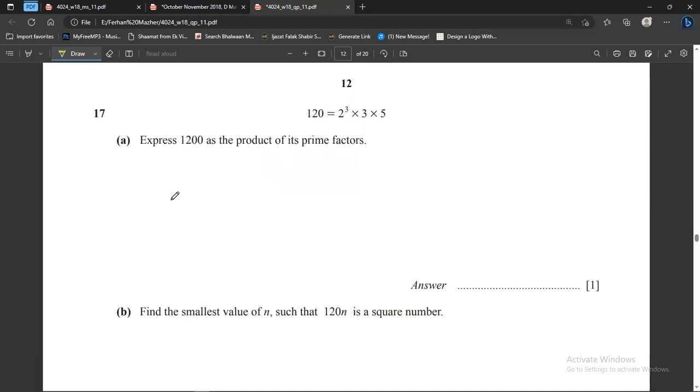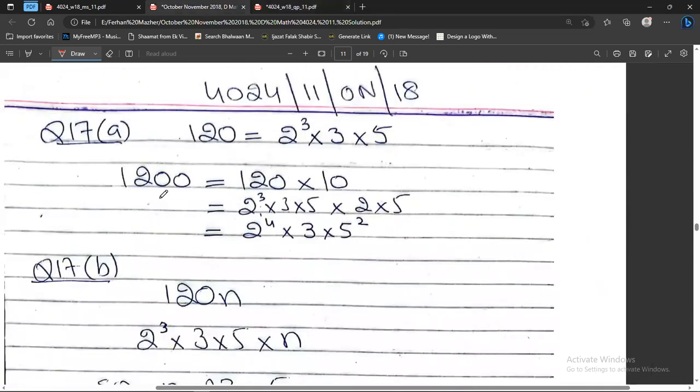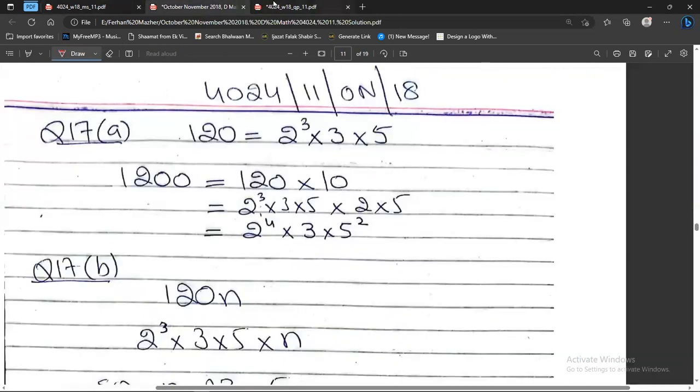Question number 17, he says 120 is equal to 2 raised to power 3 multiplied by 3 multiplied by 5. So the question is, express 1200 as the product of its prime factors. You know 1200 is 120 multiplied by 10. I already know the factors of 120. They are 2 raised to power 3 multiplied by 3 multiplied by 5, and the factors of 10 are 2 into 5. So the factors of 1200 will be 2 raised to power 4 multiplied by 3 multiplied by 5 squared. Let's check. That is the right answer, sir.